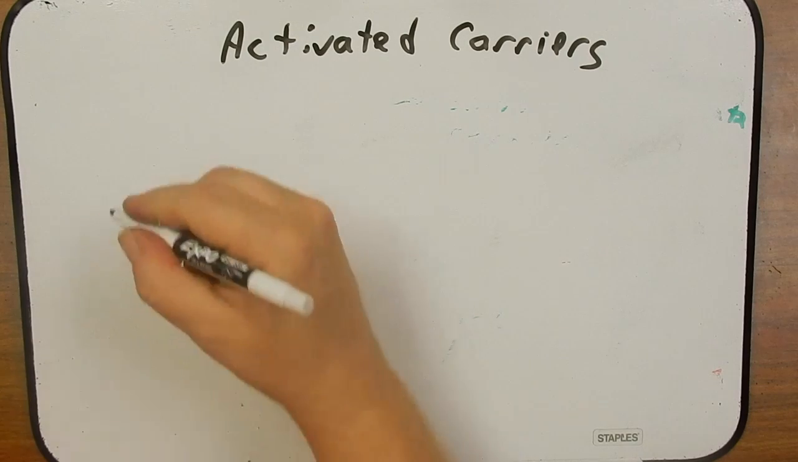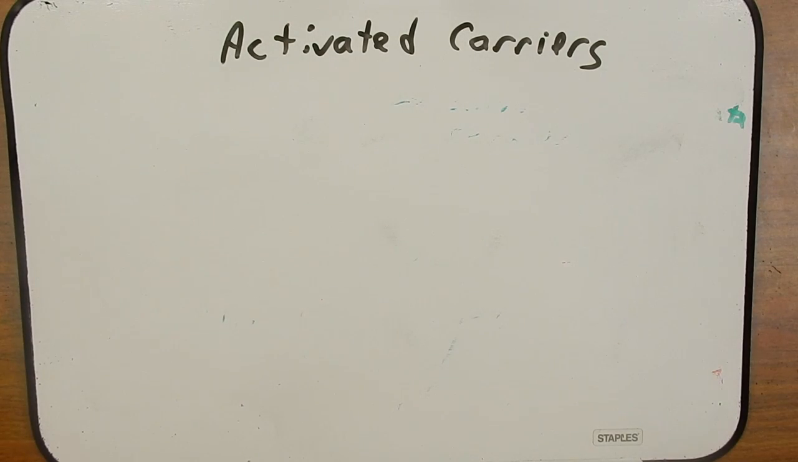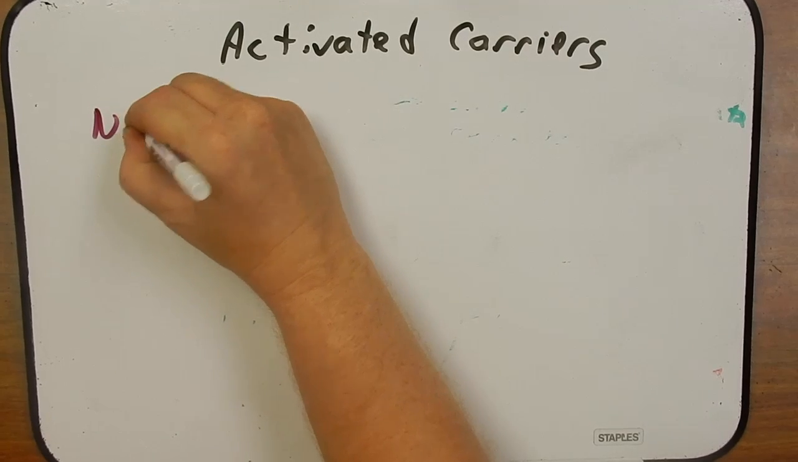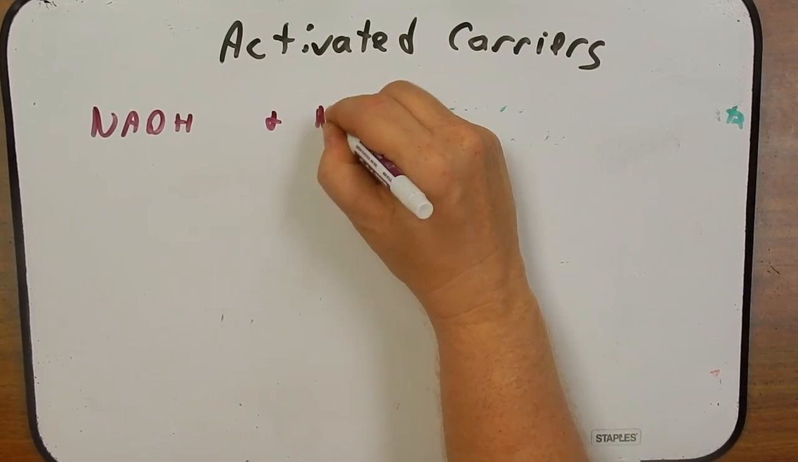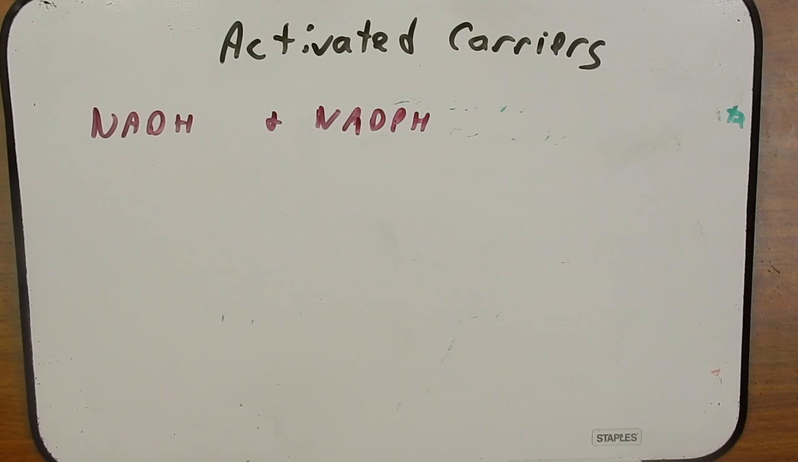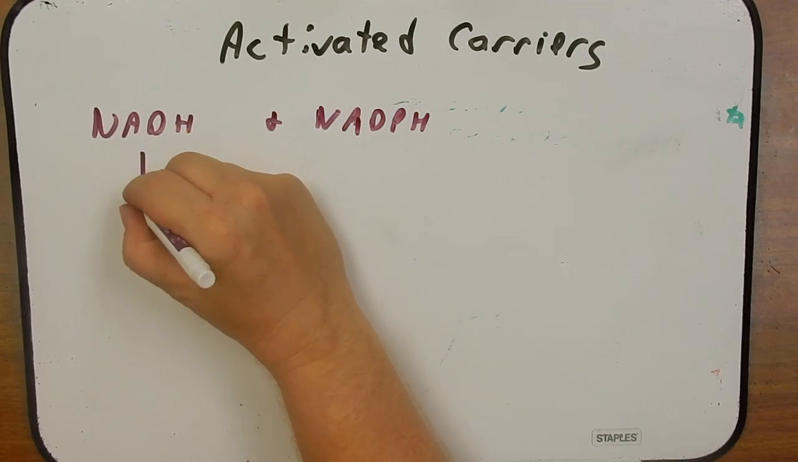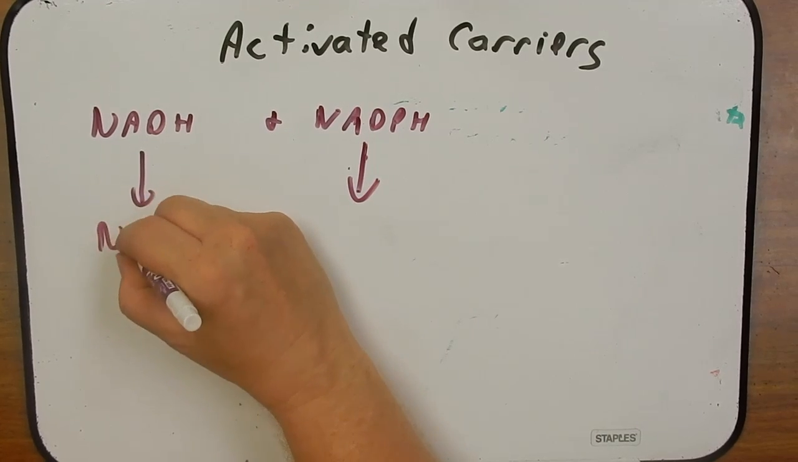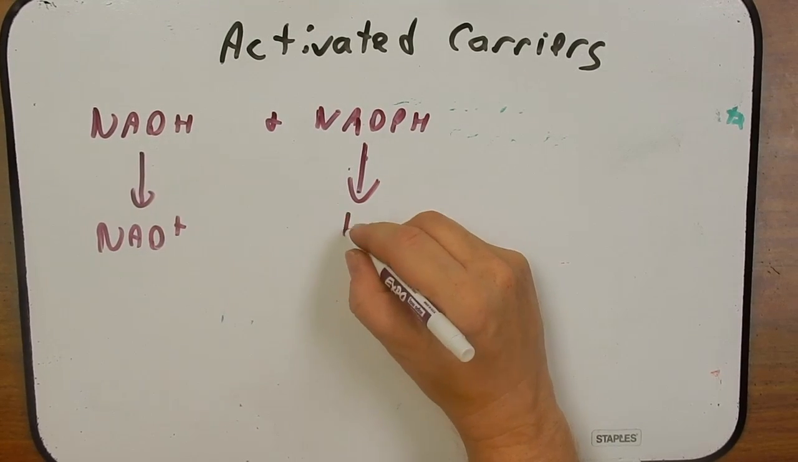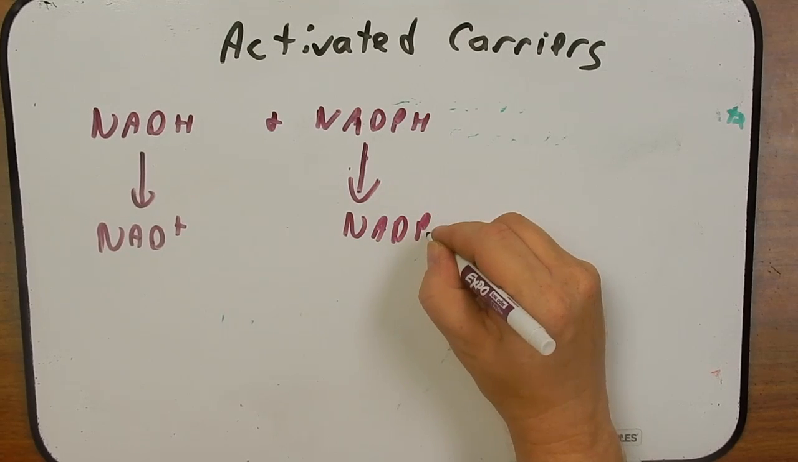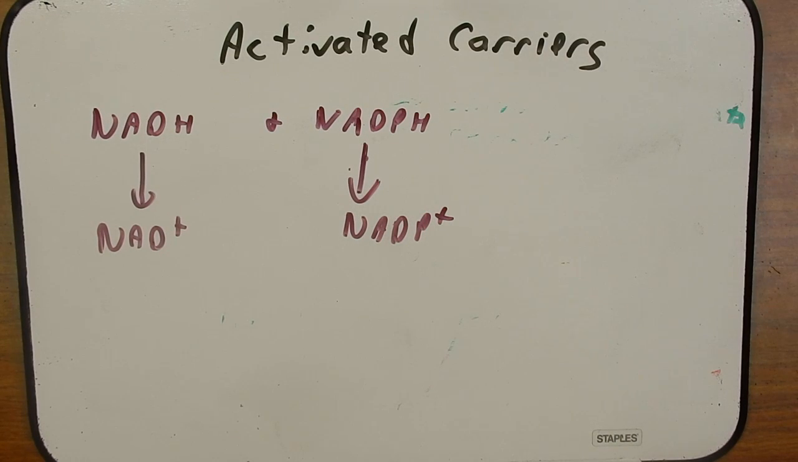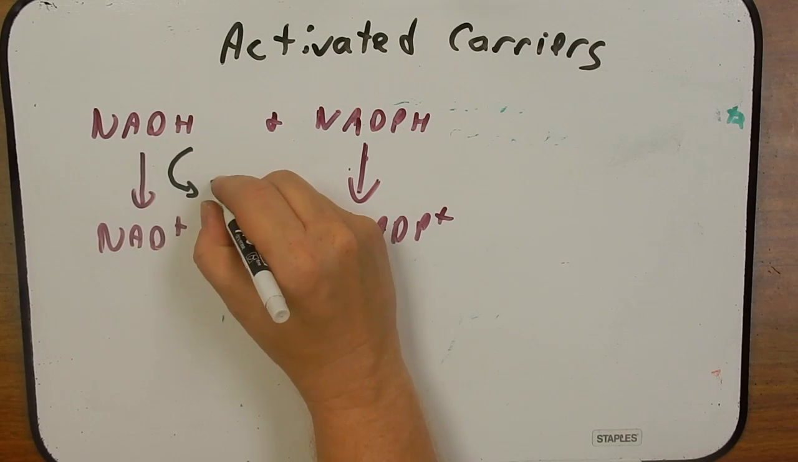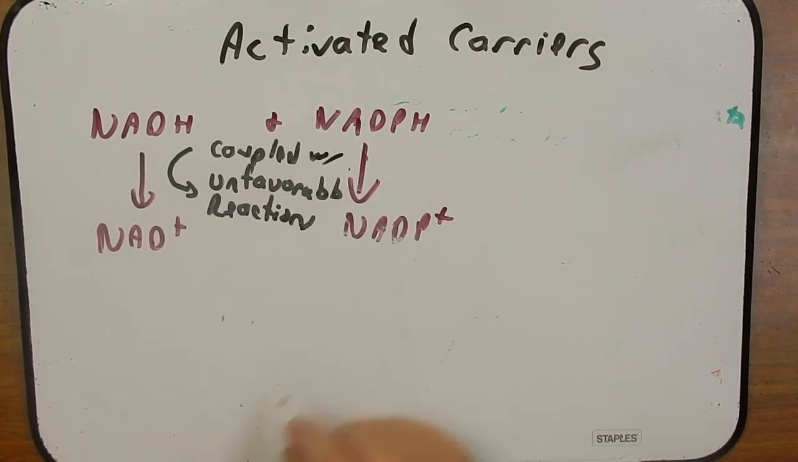So next I want to talk about these two activated carriers that are pretty important in the cell: NADH and NADPH. When they transfer their energy, they become oxidized to NAD plus and NADP plus. Just like with ATP, these are coupled with unfavorable reactions. Both of them are. The energy that is carried in these two molecules is transferred to unfavorable reactions.